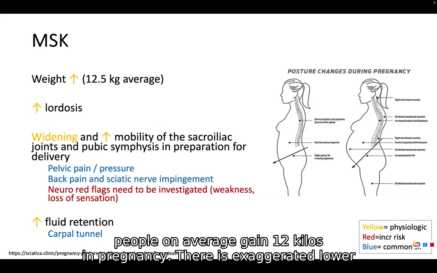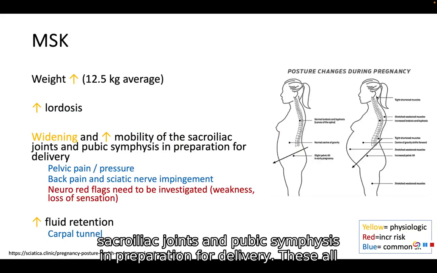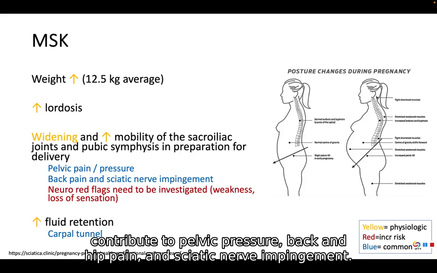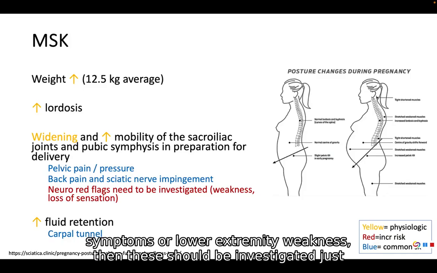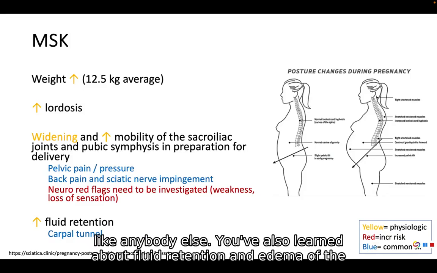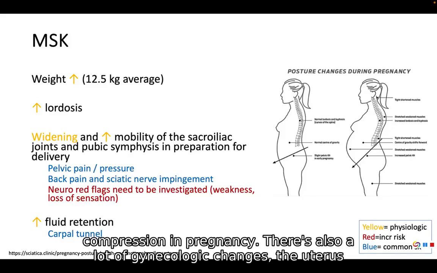Pregnant people on average gain 12 kilos in pregnancy. There is exaggerated lower back lordosis and widening and increased mobility of the sacroiliac joints and pubic symphysis in preparation for delivery. These all contribute to pelvic pressure, back and hip pain, and sciatic nerve impingement. If there are red flags such as neurologic deficits, bowel and bladder symptoms, or lower extremity weakness, then these should be investigated just like anybody else. You've also learned about fluid retention and edema of the extremities. Well, this can cause or worsen carpal tunnel syndrome with compression in pregnancy.